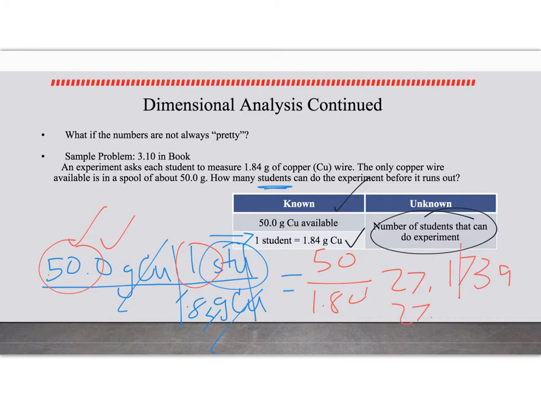So I round to my 3 numbers. The 7 makes a 1 round up to a 2. However, it's impossible to have 27.2 students. So you're just going to round to the whole number without it running out. So 27 total students can do this experiment before it runs out.